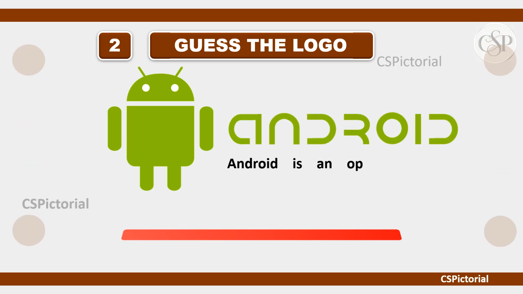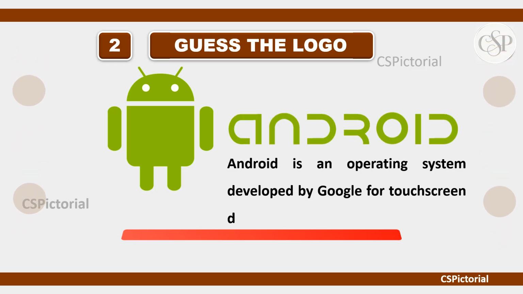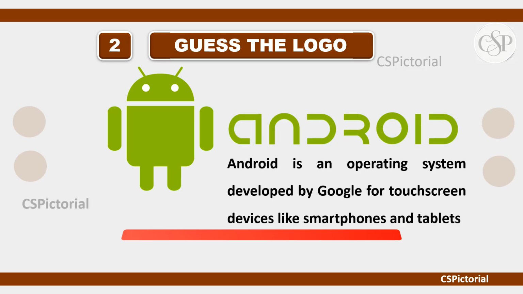Android. Android is an operating system developed by Google for touchscreen devices like smartphones and tablets.